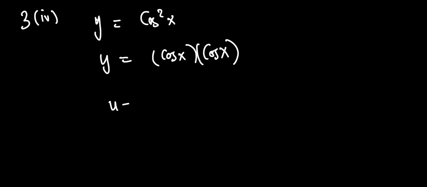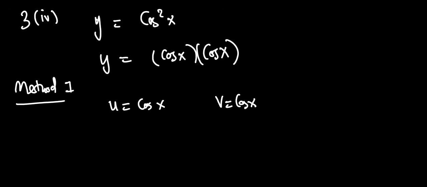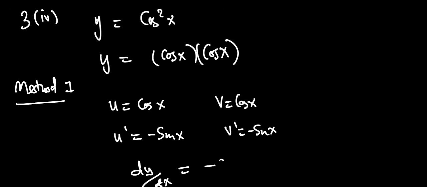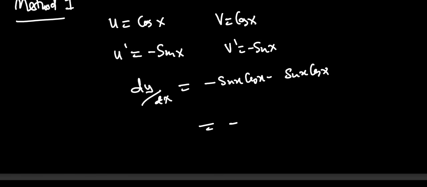So you have your u is cos, and your v also happens to be cos. This is method 1. We're going to use product rule. This gives us negative sine, and this here gives us negative sine. So when we multiply, dy/dx is equal to negative sine x cos x minus sine x cos x. Then this is going to give us negative 2 sine x cos x. This is what we are getting. Hope this is okay. This is just method 1.